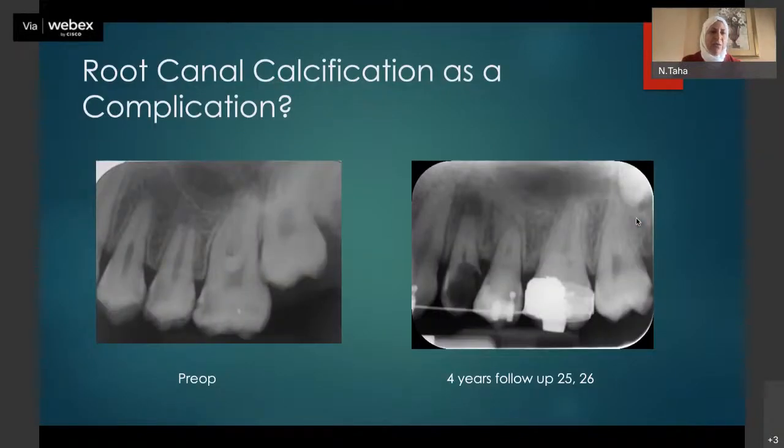I like to share this case with you. A young patient had carious exposure in the upper left 5 and 6. Pulpotomy was performed in 2, and this is the 4 years follow-up.